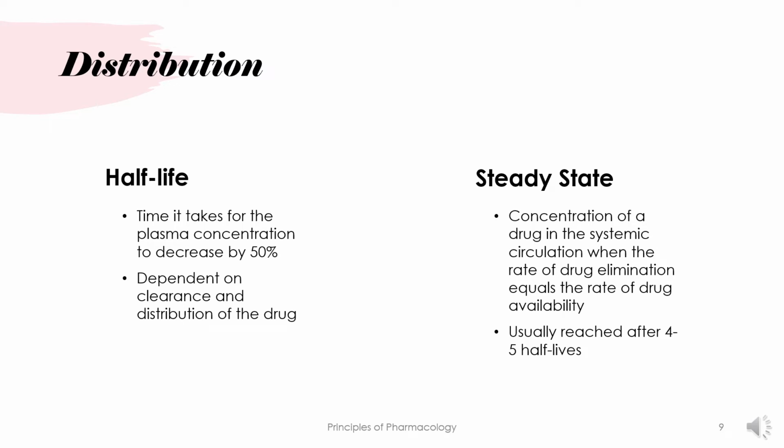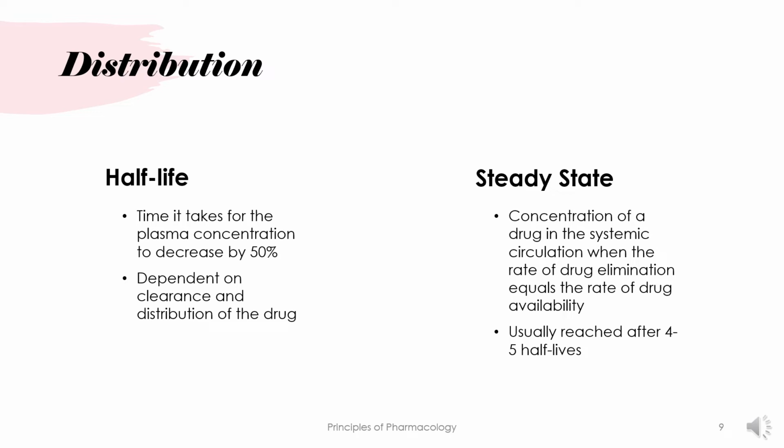The distribution phase of pharmacokinetics is when we determine the steady state as well as the half-life of a drug. Half-life is the time it takes for the plasma concentration of a drug to decrease by 50% or 1/2. Half-life determines the time required to reach steady state and the dosage intended. Half-life is dependent on the clearance and distribution of the drug, not on its concentration or dosage.